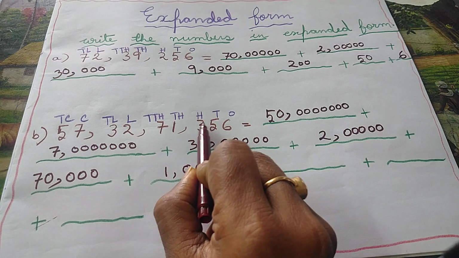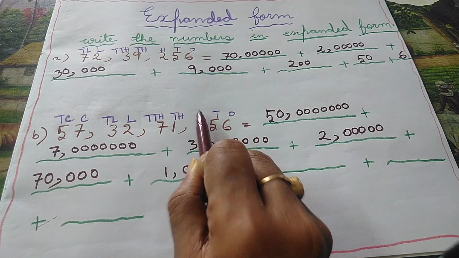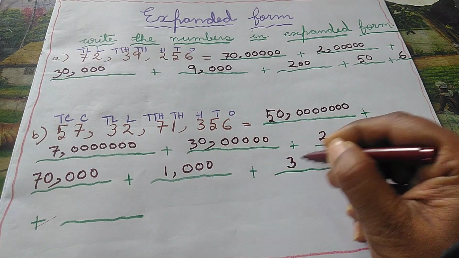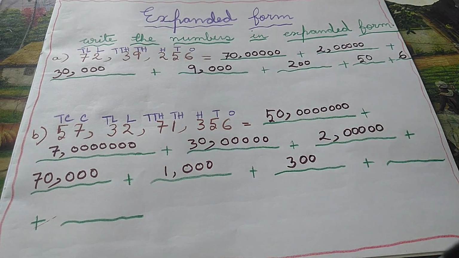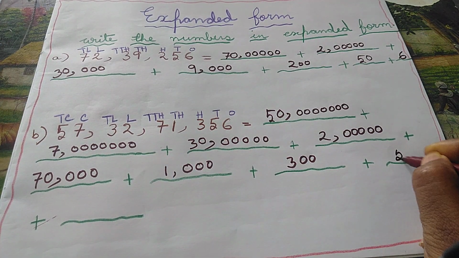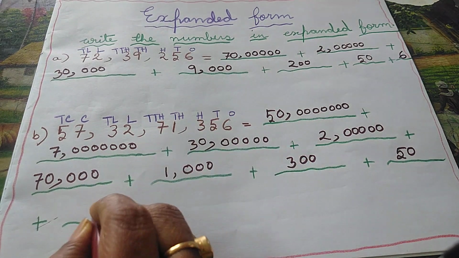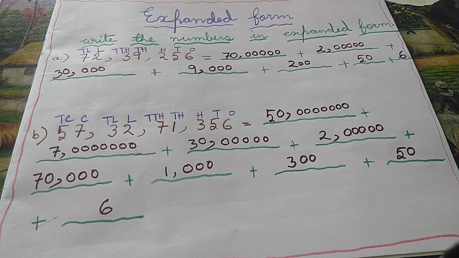Okay. Then 3. What is the place value of 3? 300. 3 for 100 there will be 2 zeros. Then 5 tens, that is 50. 6 ones is equal to 6. Practice well, children.